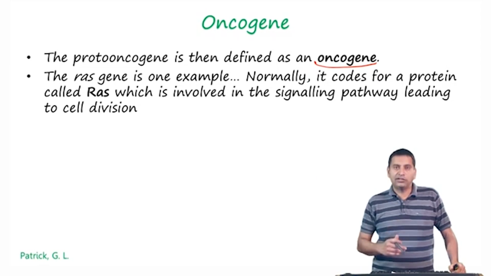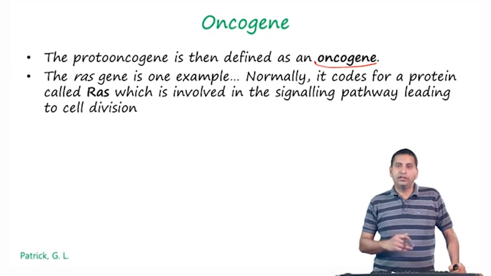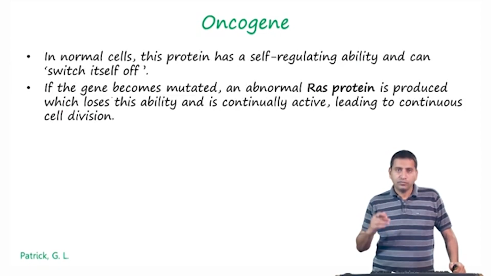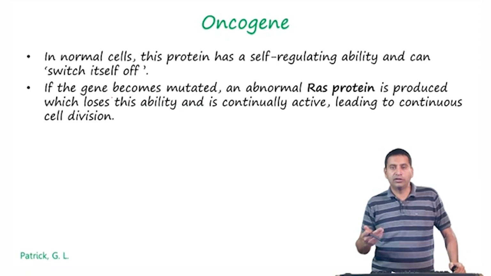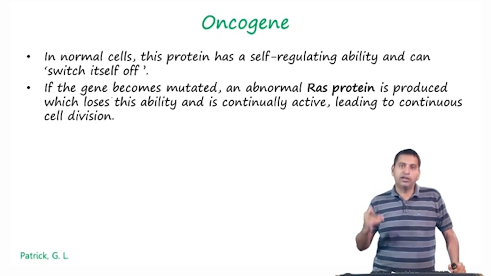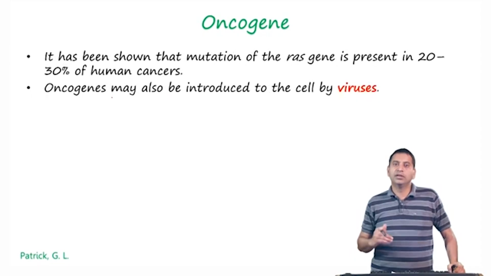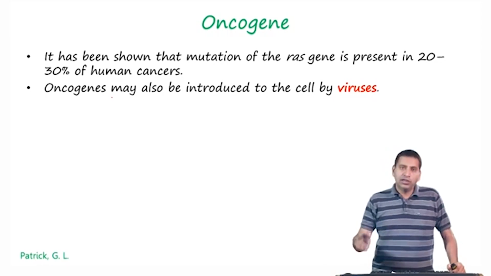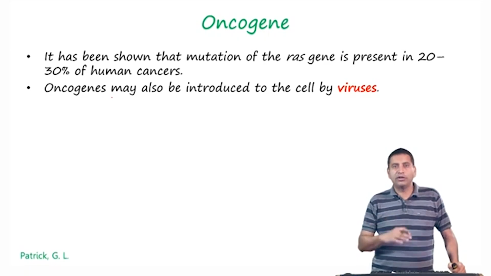One example is the RAS class of oncogenes. This gene codes for a protein known as RAS, which is involved in the signaling pathway leading to cell division. In normal cells, this protein has a self-regulating ability and can switch itself off. However, if the gene becomes mutated, an abnormal RAS protein is produced, which loses this ability and is continuously active, leading to continuous cell division. The cell divides continuously, or becomes immortal. It has been shown that this mutation of the RAS gene is present in about 20 to 30% of human cancers. These oncogenes, as I discussed earlier, can also be introduced by viruses.